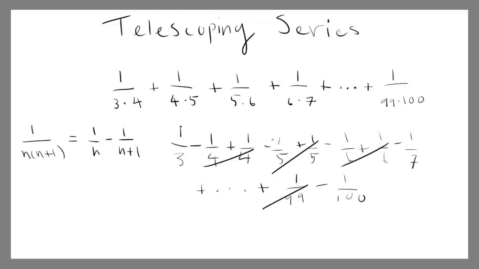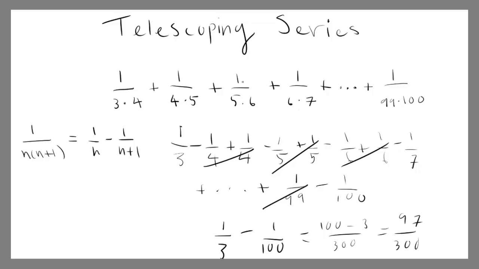So basically everything cancels in between, and you get that the entire sum is equal to 1/3 minus 1 over 100, which, if we do the math, is equal to 100 minus 3 over 300, which is equal to 97 over 300. So that was far, far easier than adding 1/12 plus 1/20th plus 1/30th plus all the way through 1 over 9,900, right? So this is just a convenient method of adding up these series.